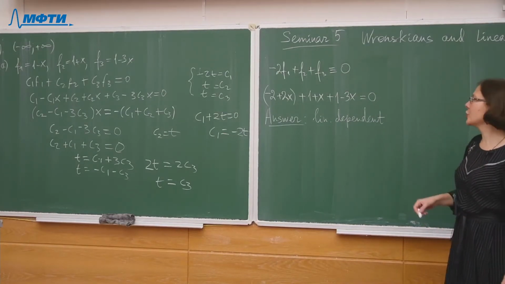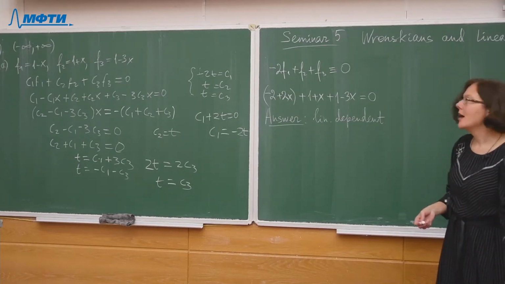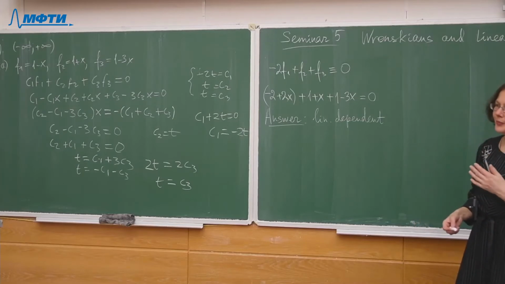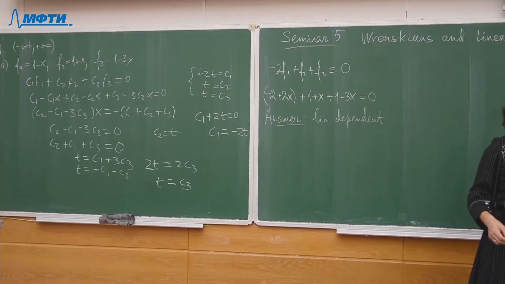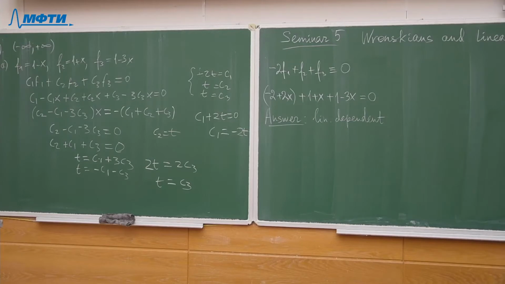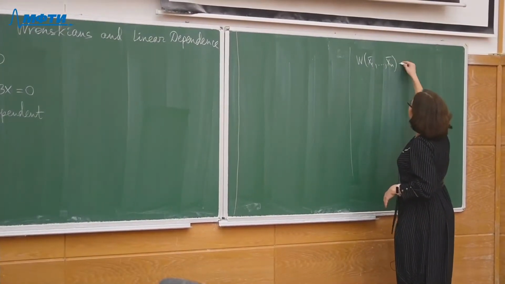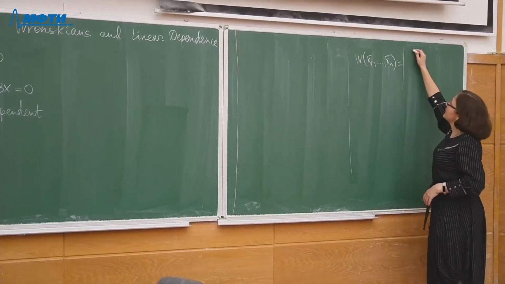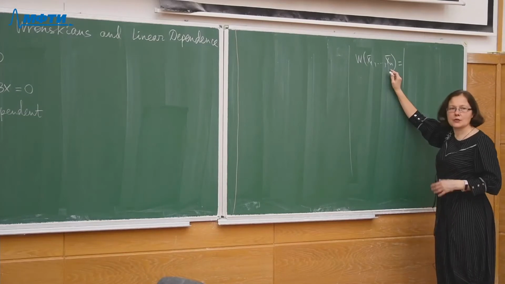Or we may show this by finding the Wronskian of these three functions. There are two forms of the Wronskian. The Wronskian for n vector functions, so we may compare them. This semester, we know that the Wronskian of n vector functions is equal to the determinant of the matrix generated by these functions as columns.